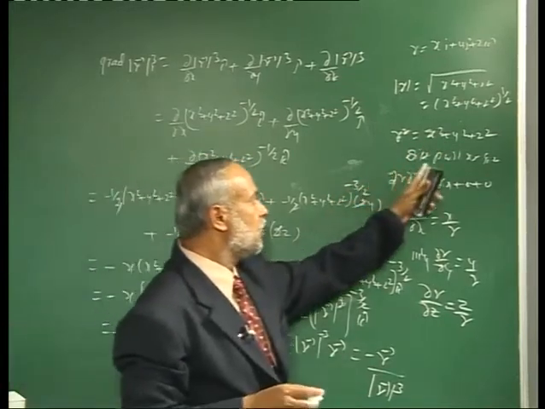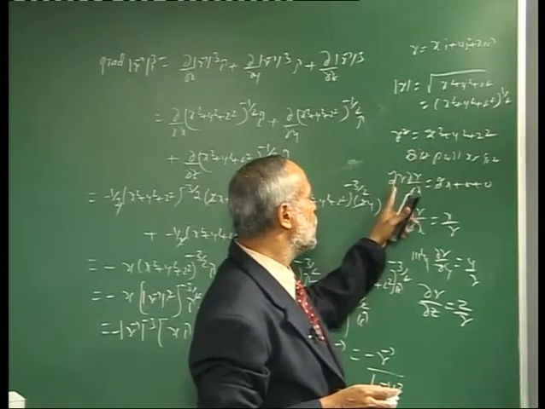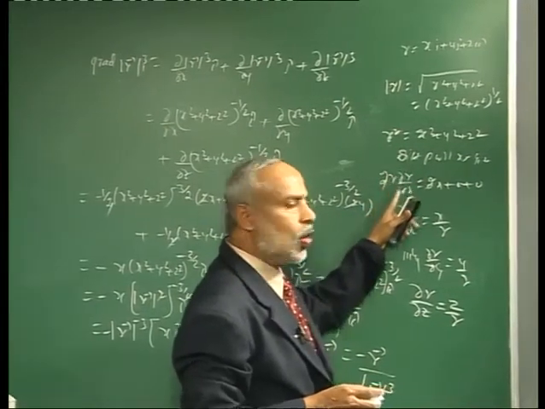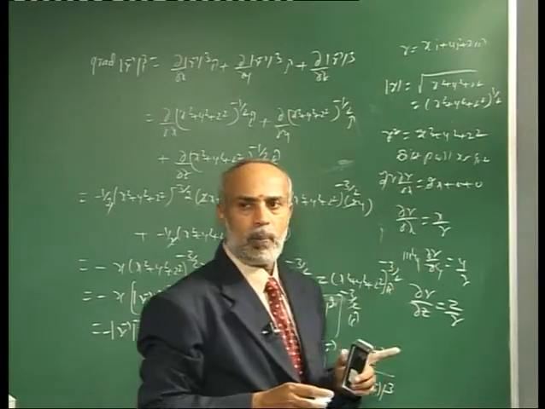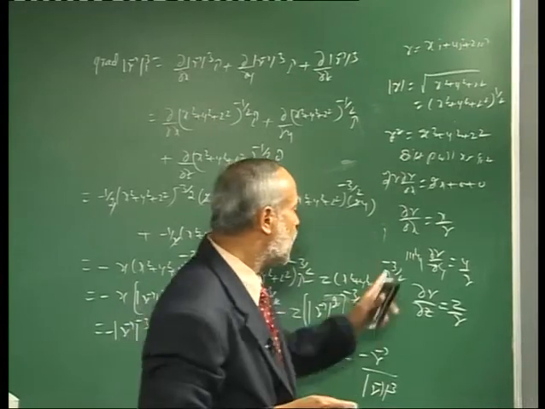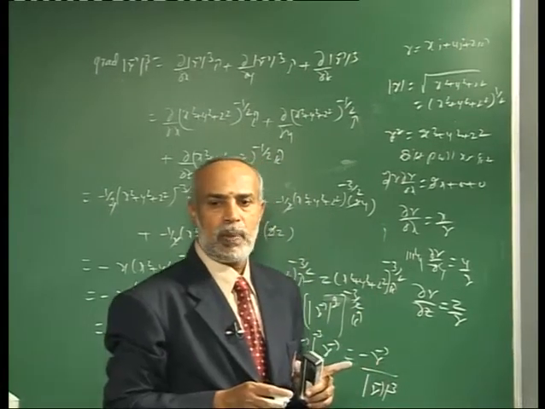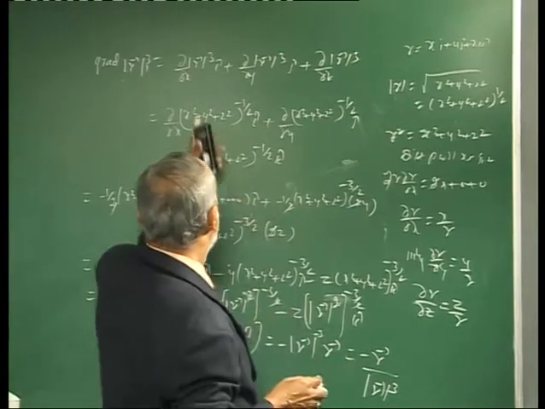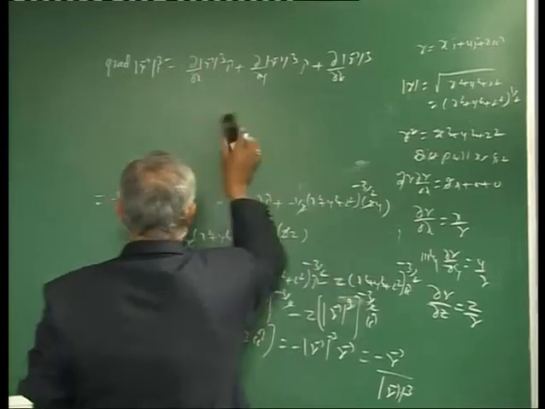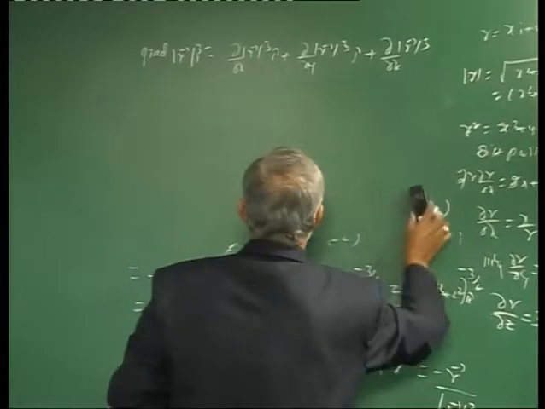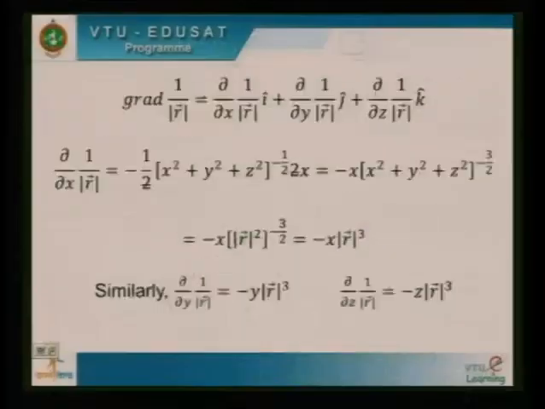Then differentiating partially with respect to x, y, z: differentiating with respect to x gives 2r into dou r by dou x is equal to 2x, and 2 and 2 will get cancelled. So dou r by dou x is equal to x by r, dou r by dou y is equal to y by r, and dou r by dou z is equal to z by r. Now you have to prove it for modulus of r vector cube; before differentiating, write out what modulus of r vector is.